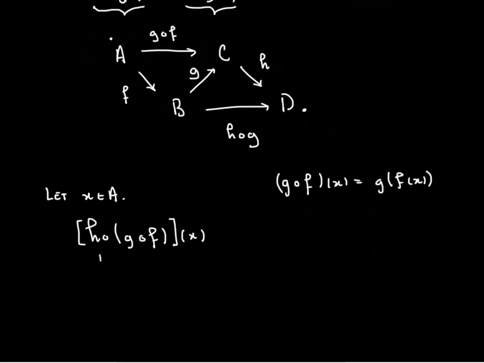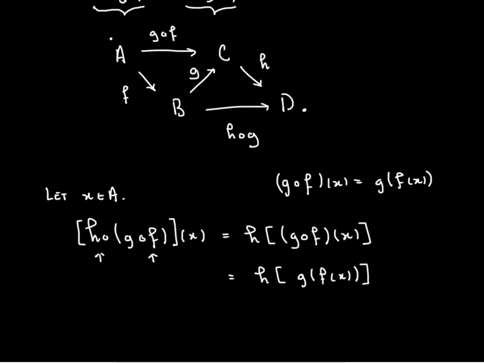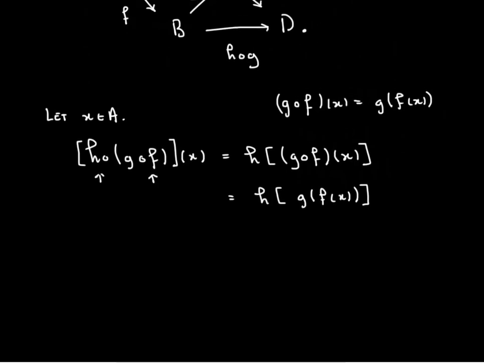And first, we're going to consider these as our two functions. So this is equal to h of, and then our second function, which is g circle f. So h of g circle f of x. We do the same thing, but for g circle f, okay? This is equal to h of g of f of x. And we're halfway through.